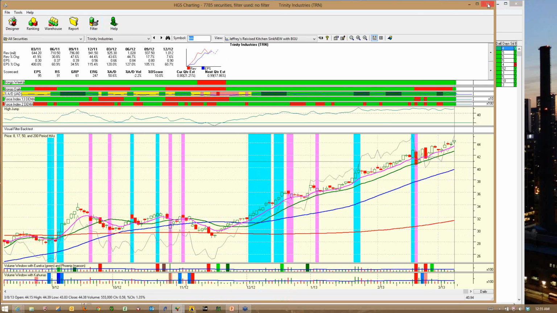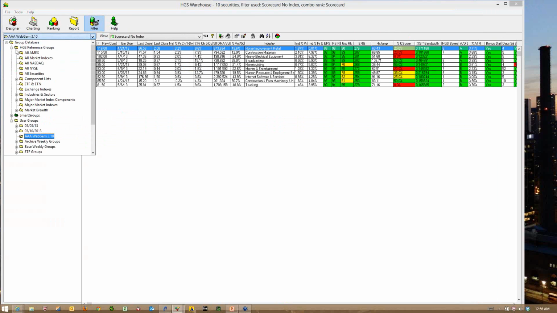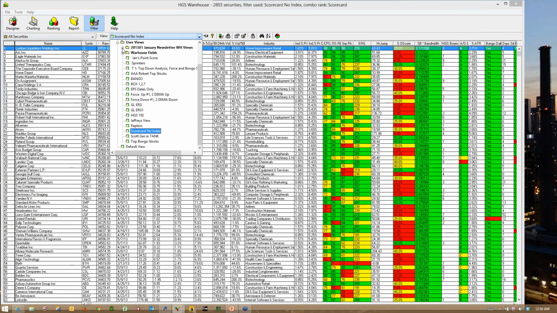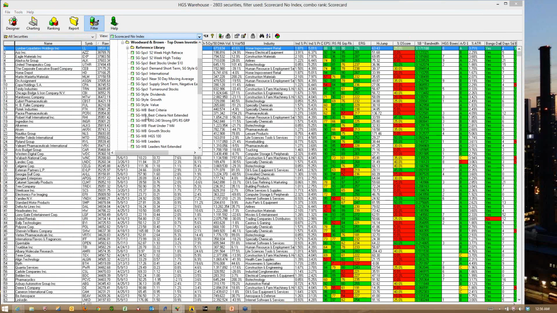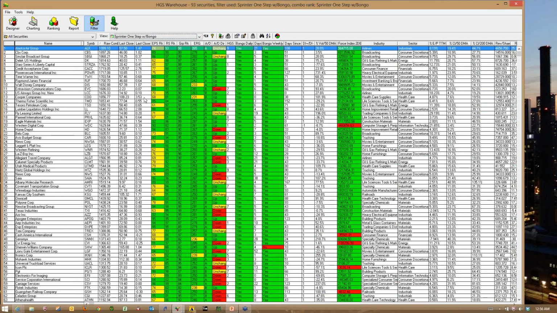Two more things. I'm going to look at all groups, or all securities. Go into View, HGSI strategies, Woodward and Brown, miscellaneous, the reference library, miscellaneous. Let's look for sprinters. You want a simple thing that's going to find you a bunch of good stocks.